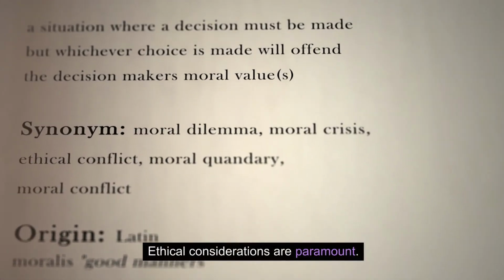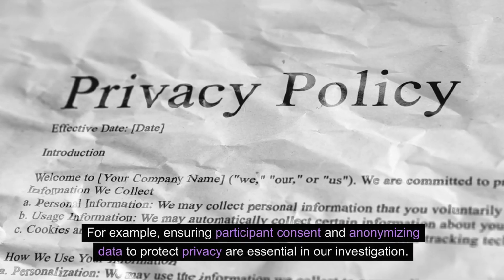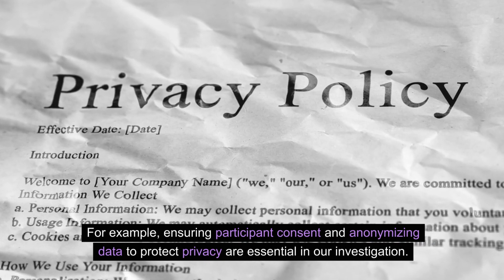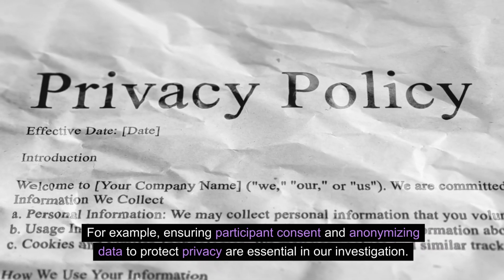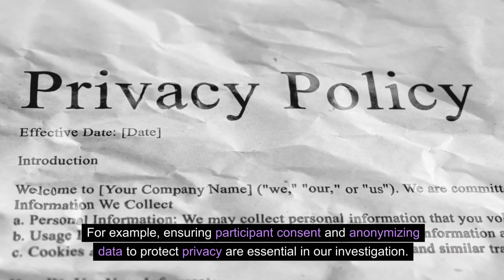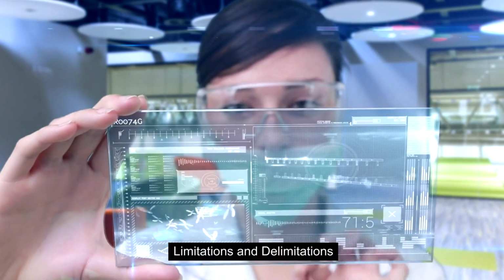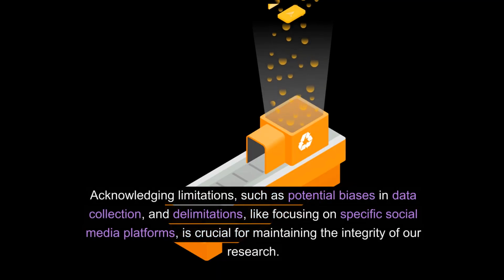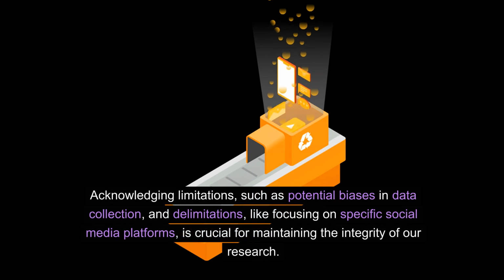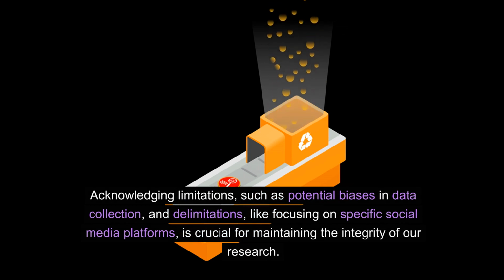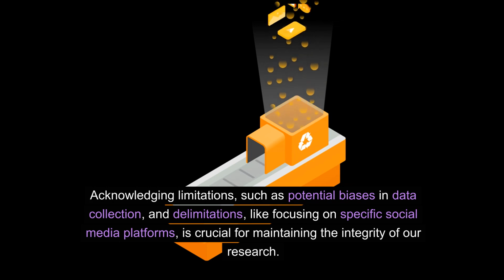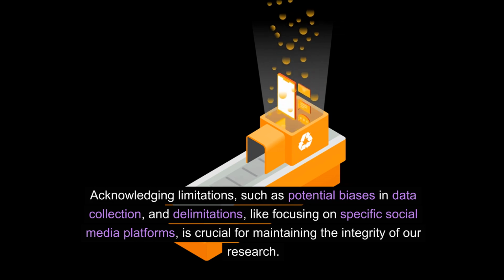Ethical considerations. Ethical considerations are paramount. For example, ensuring participant consent and anonymizing data to protect privacy are essential in our investigation. Limitations and delimitations. Acknowledging limitations, such as potential biases in data collection, and delimitations, like focusing on specific social media platforms, is crucial for maintaining the integrity of our research.